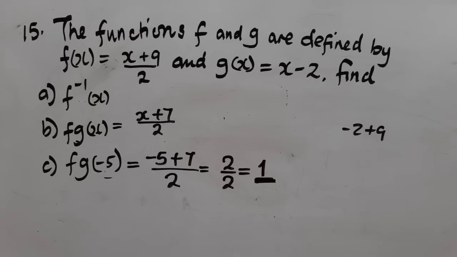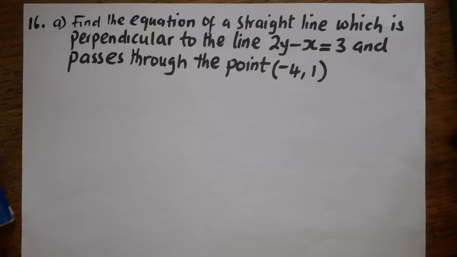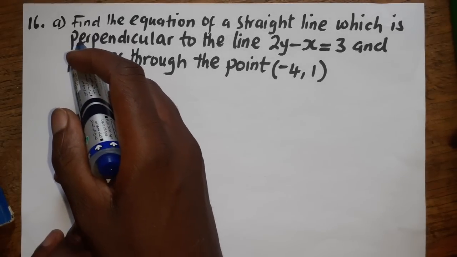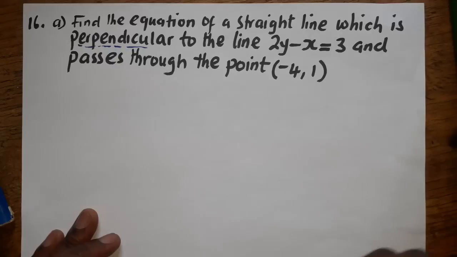Okay, we got question 16 now. We come to question 16a. Find the equation of a straight line which is perpendicular to the line 2y minus x equals 3 and passes through the point (-4, 1). Okay, so what are we supposed to note here? The word perpendicular, very important.